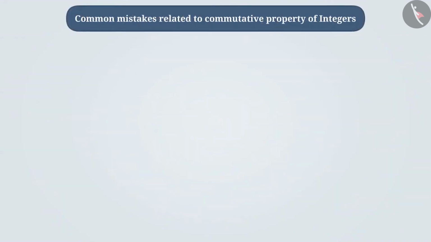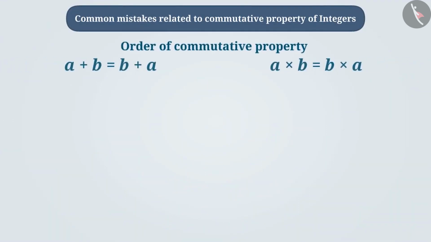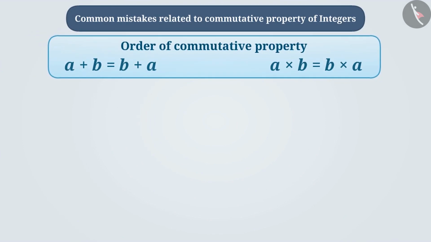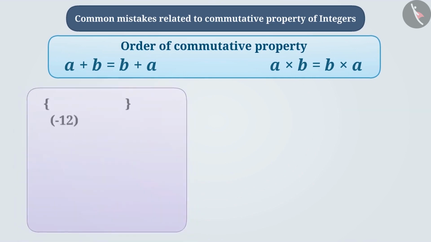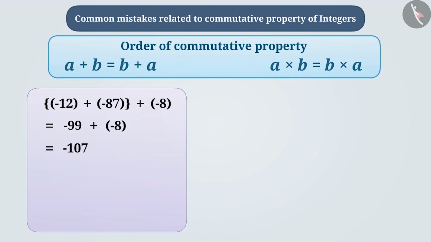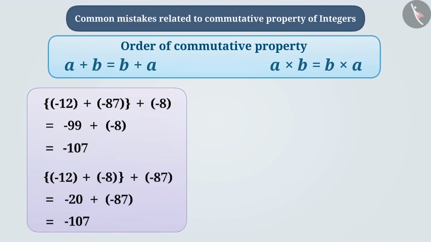Now let us see some common mistakes related to commutative property. Sometimes, commutative property is remembered only as formulas, but it is not used to simplify the operation of addition or multiplication. For example, minus 12 plus minus 87 plus minus 8. The integers are added in the same order to find the result. It is important to understand that by changing the order, that is, minus 12 plus minus 8 plus minus 87, the result can be obtained very easily.